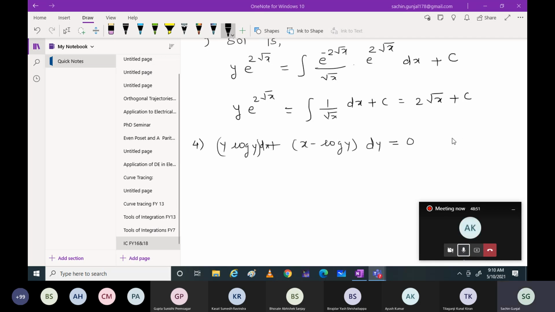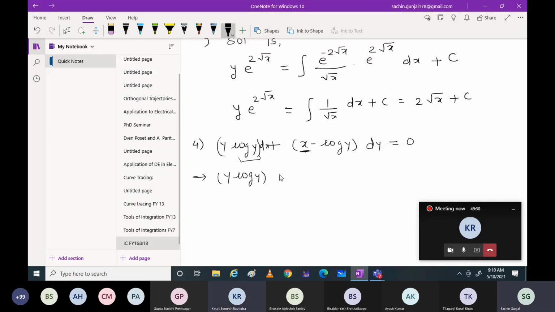This differential equation is linear in which variable? X. Yeah, correct. You can see that degree of x is 1, whereas there are terms of log y, so you can't say that it is linear in y. Okay, so this is linear in x. So the integrating factor is log y. Log y is correct.